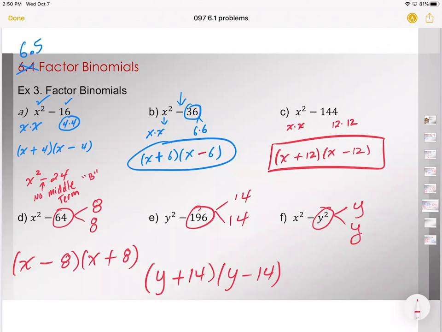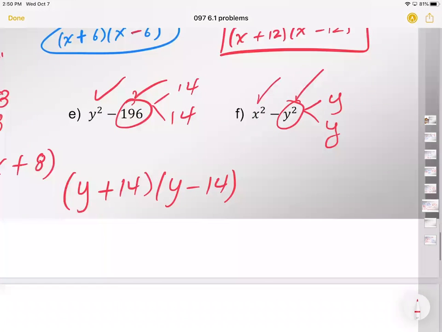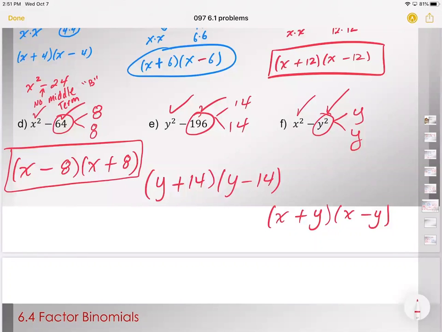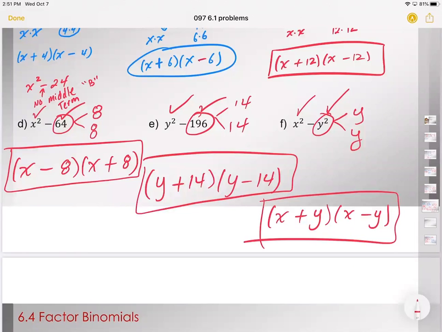As you can see, all of these items are perfect squares. What will be my answer for F? Well, my answer for F will be x plus y and x minus y. Even though it's a y, it's basically a perfect square. So this is the answer for D, this is the answer for E, and this is the answer for F.